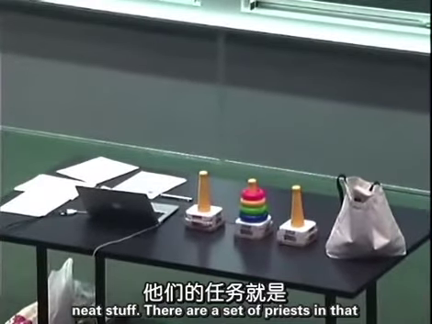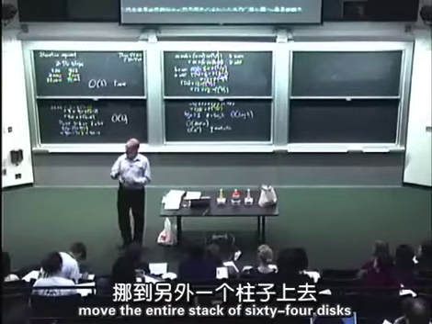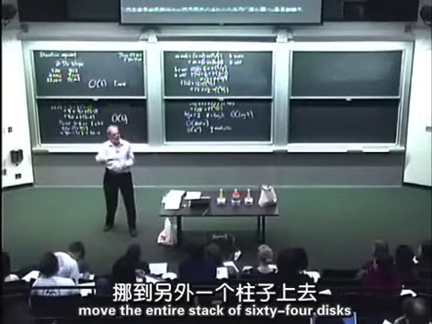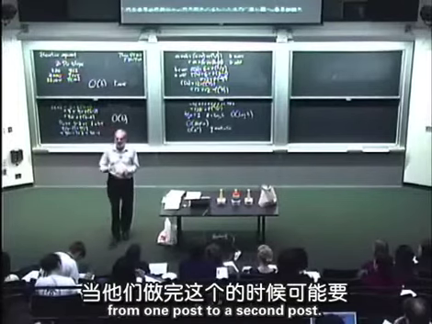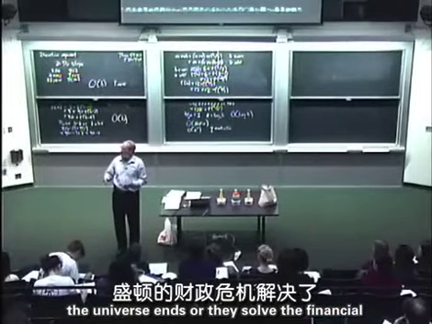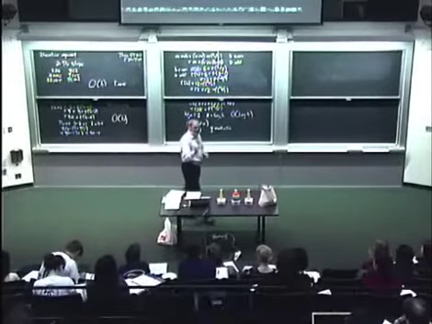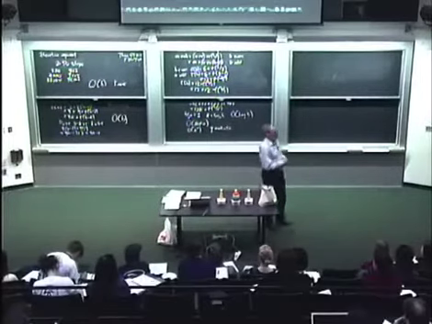There are a set of priests in that temple, and their task is to move the entire stack of 64 discs from one post to a second post. When they do this, the universe ends or they solve the financial crisis in Washington or something like that, actually good happens, right? Boy, none of you have 401ks. You're not even wincing at that.